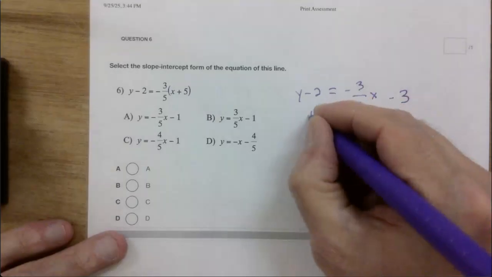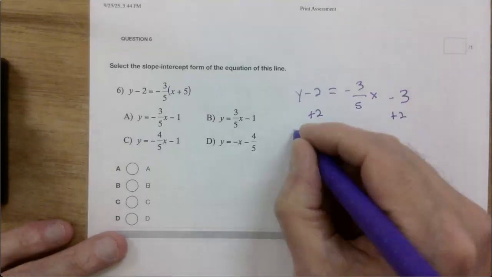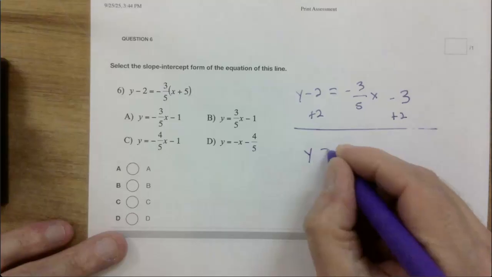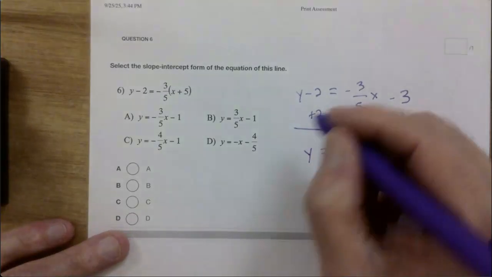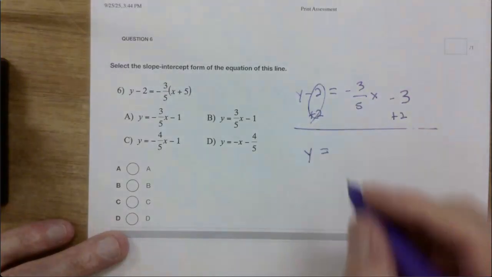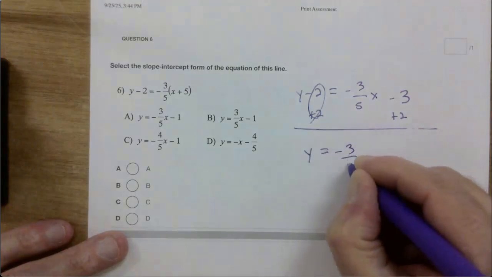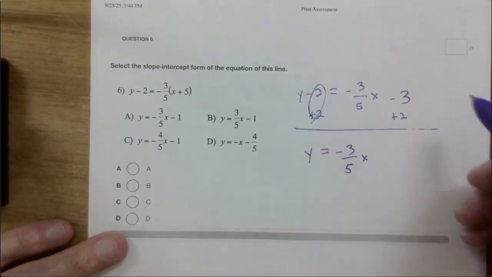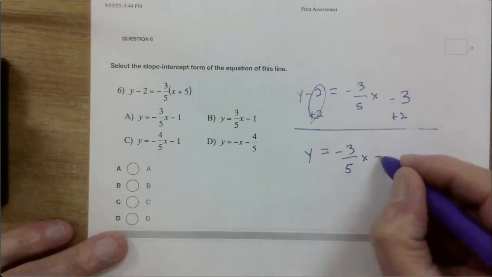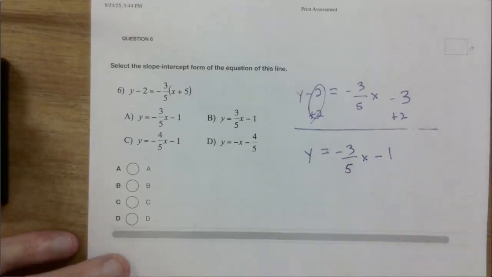So add 2 to both sides. So the y is now by itself, because this 2 goes to 0. All right, so negative 3/5 x. Negative 3 plus 2 is just negative 1, like that. All right? That's it, guys.